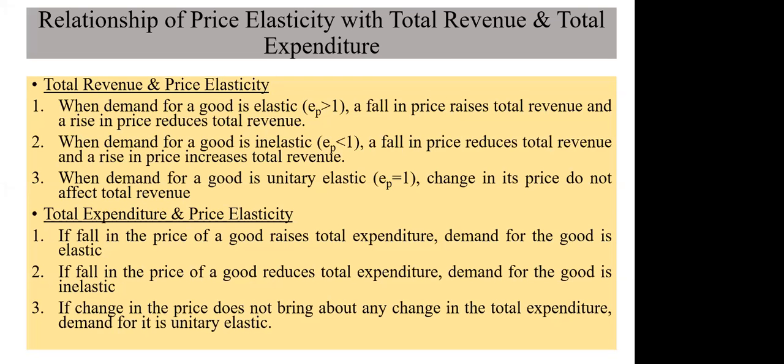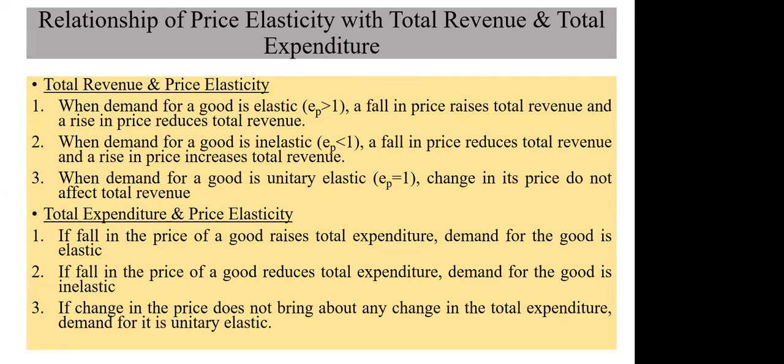Now coming to the relationship of price elasticity with total revenue and total expenditure. Total revenue is the price of a particular good into the quantity sold, in case of production, and expenditure in terms of consumption. So when the demand for a particular good is elastic, when the elasticity value is greater than 1, if there is a fall in the price, it will raise the total revenue, and vice versa.